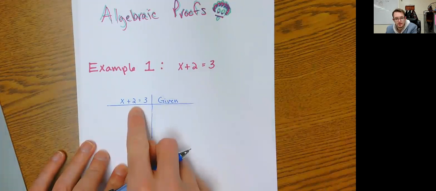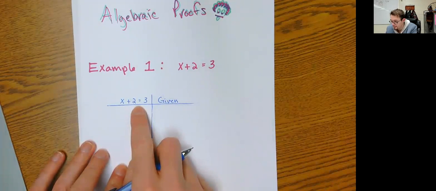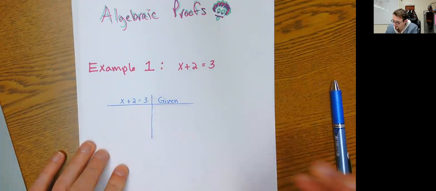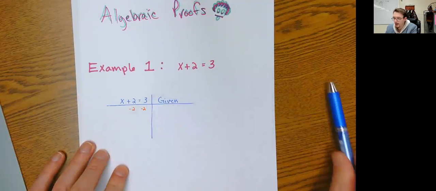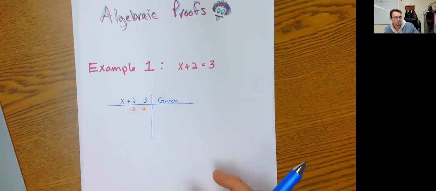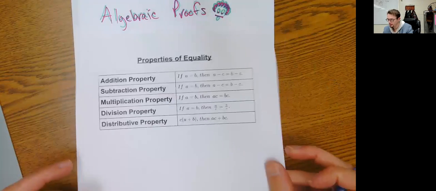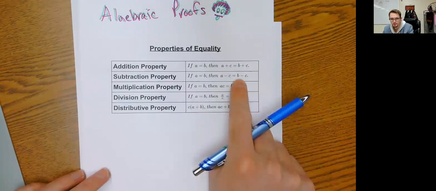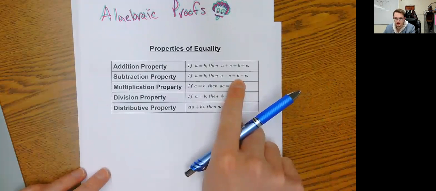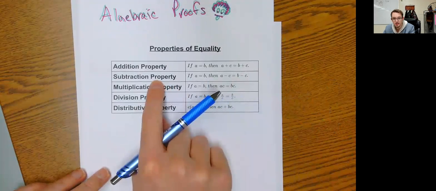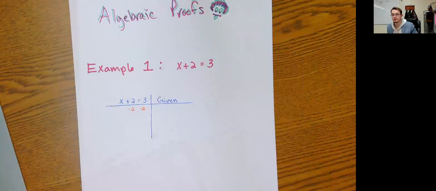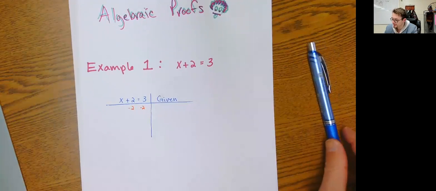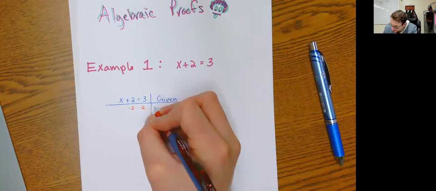Okay, now I want to solve this. So how do I solve this? Well, I personally would take away 2 from both sides. Well, why am I allowed to take away 2 from both sides? Why am I allowed to subtract a number from both sides of the equal sign? Because of the subtraction property. Subtraction property lets me subtract the same thing from both sides without changing the equality of the equation. So the reason for this would be subtraction property.